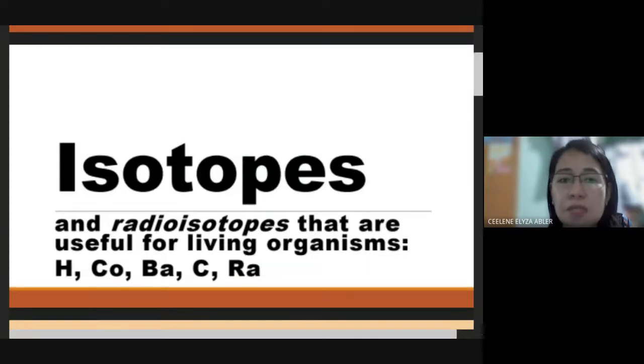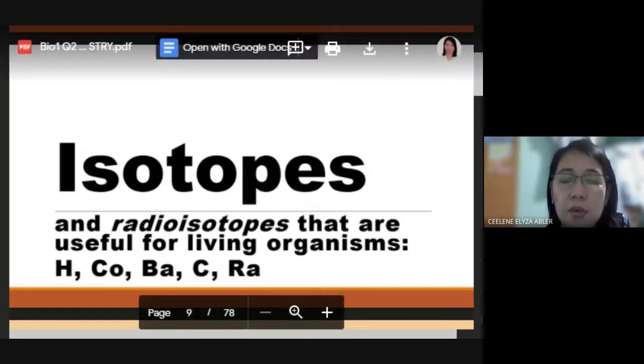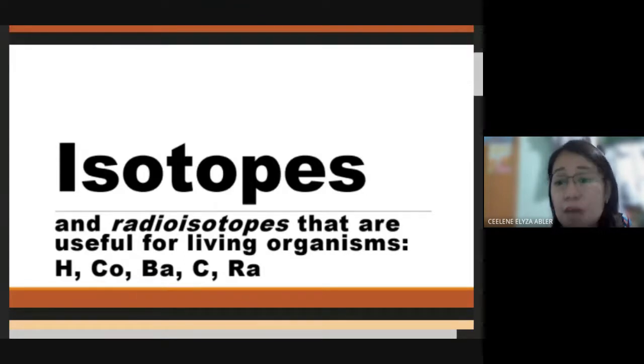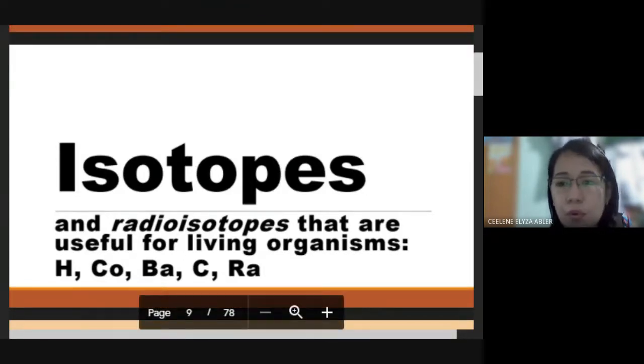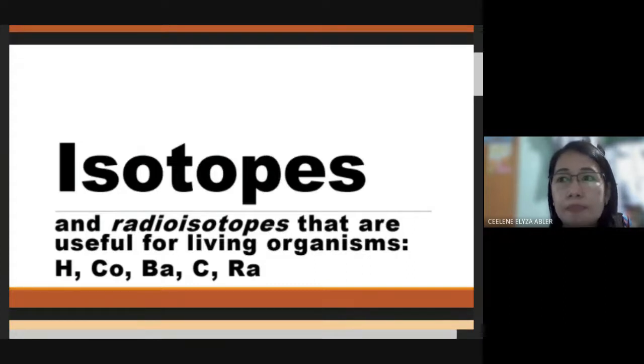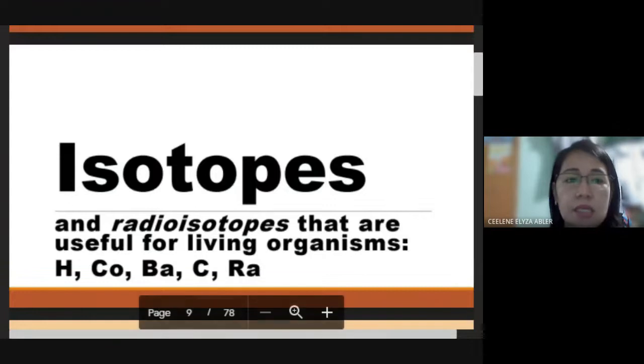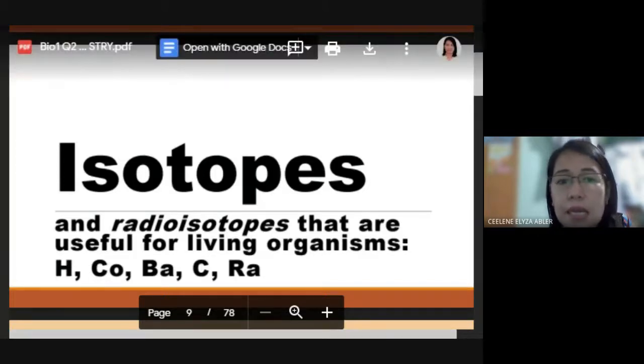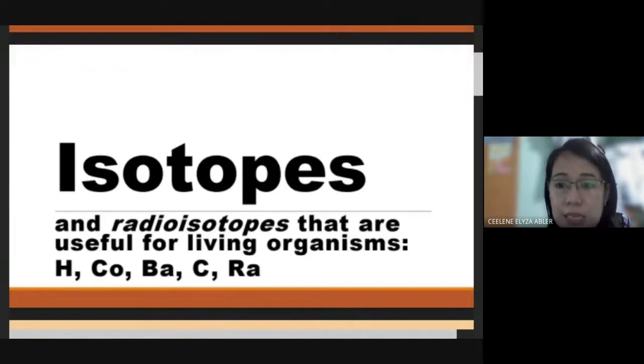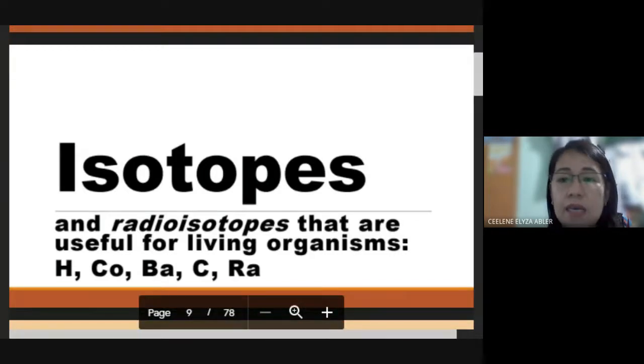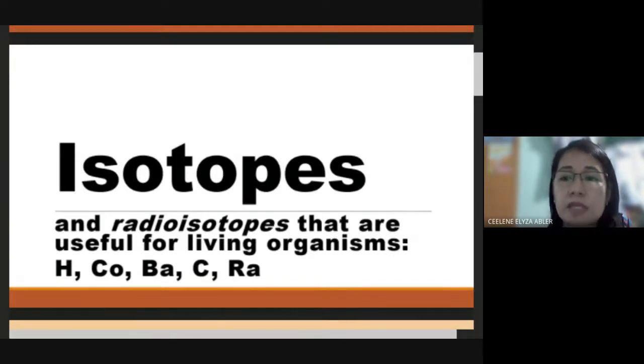So the isotopes that you have to remember commonly that are used for living organisms are actually hydrogen, cobalt, barium, carbon, and radium. So usually they are used for medical diagnostic exams. Your cobalt and barium, ginagamit yan siya for radiation, and including your radium. Sa mga anthropologic na studies about living organisms, we use carbon-14, which is the radioisotope of your carbon. So siya yung ginagamit natin.